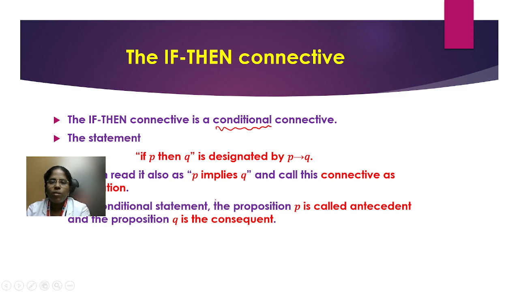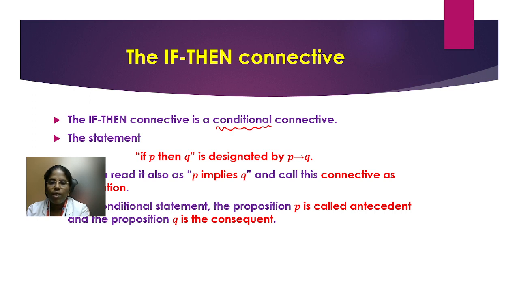Wait a minute, I want to make a small recap. What are the connectives we have seen so far? The first one is the NOT connective, which gives you the negation. The second one is the AND connective, which gives you the conjunction of the two propositions. The third one is the OR connective, which is the disjunction of the two propositions. Then the fourth one we are going to see now, the if-then connective, is a conditional connective.